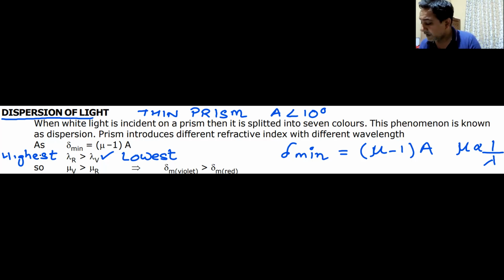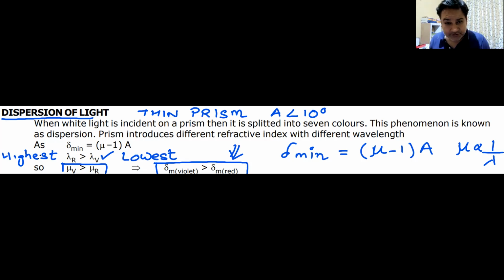That means mu for violet color will be greater than mu for red color for the same prism. Same prism we are talking. That means the deviation for the violet light will always be more than the deviation for the red light. Do we understand this? Yes, sir.